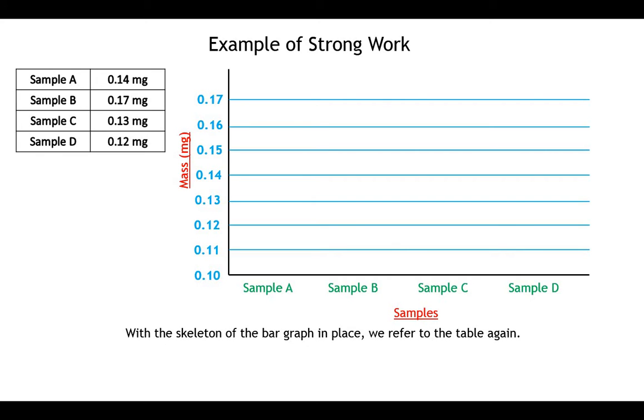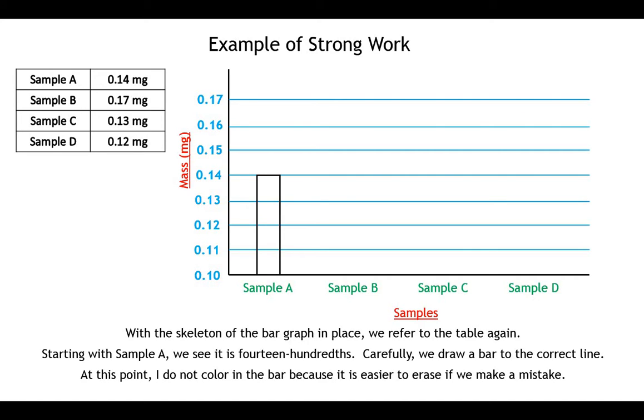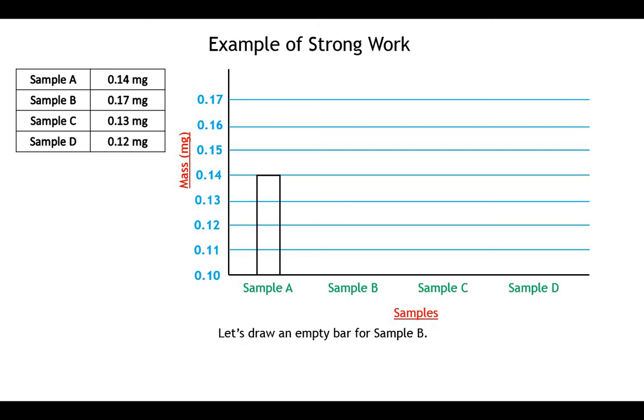With the skeleton of the bar graph in place, we refer to the table again. Starting with sample A, we see it is 14 hundredths. Carefully, we draw a bar to the correct line. At this point, I do not color in the bar because it is easier to erase if we make a mistake. Let's draw an empty bar for sample B. Always referring back to the table, sample B is 17 hundredths.